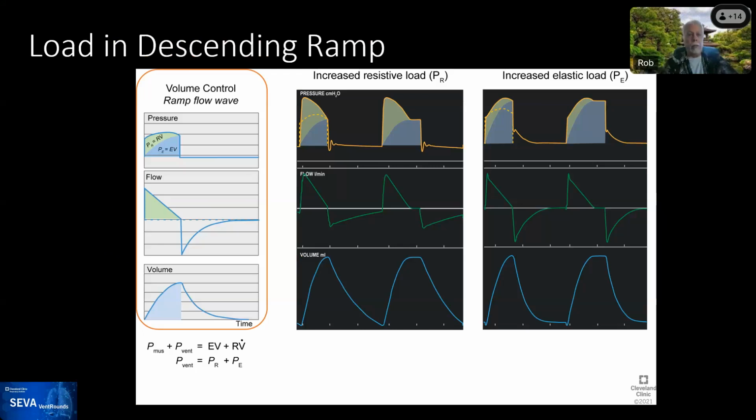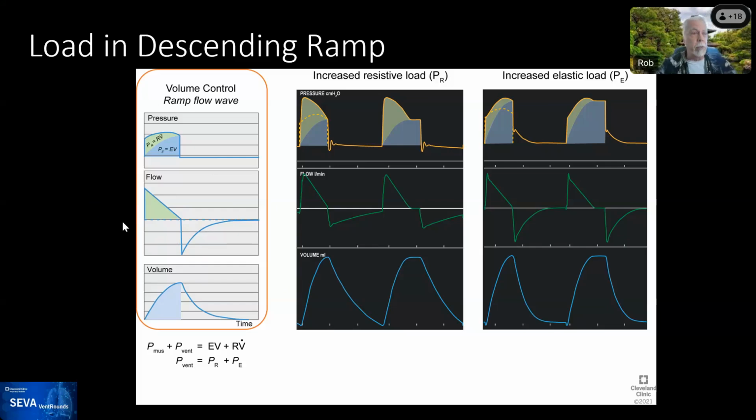Okay, let's begin. On the left-hand side of the screen, we see idealized waveforms for volume control with a descending ramp inspiratory flow waveform. I find that this is very common amongst respiratory therapists, not just here, but it seems to be all over the United States. When I ask them why they do it, they frequently say that it's a more physiologic flow waveform. Well, that's, I think, a misunderstanding. People don't breathe in straight lines. They breathe more like sine waves.